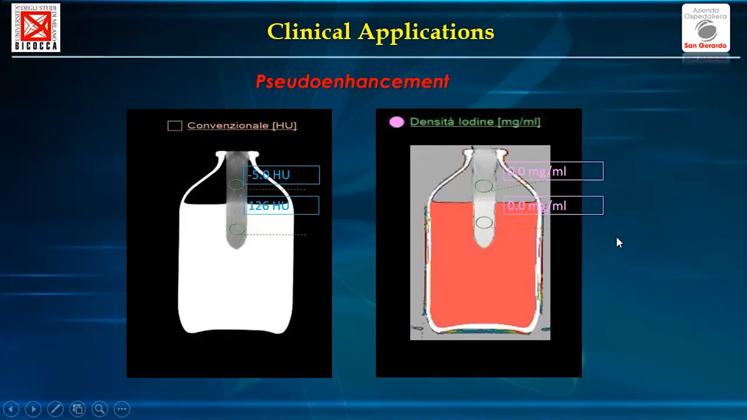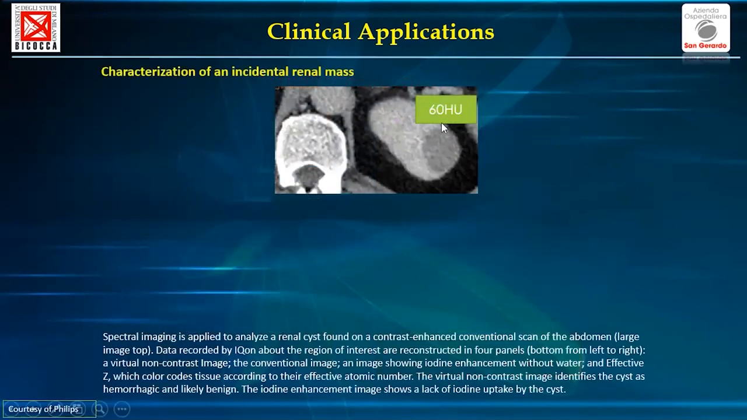In the same way, when we are in front of an incidentaloma, like in this patient with a hypodense lesion on the left kidney, we can be more confident in choosing the correct approach. In this case, the lesion has 60 Hounsfield units as attenuation value. So it could be a tumor, but it could also be a hemorrhagic cyst. If we work only with the portal venous phase, we are not able to characterize it.